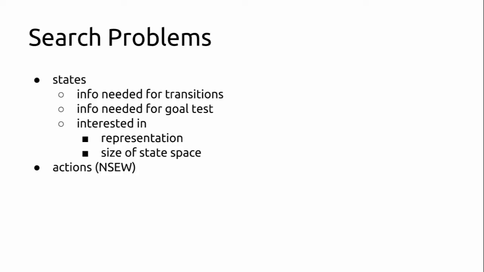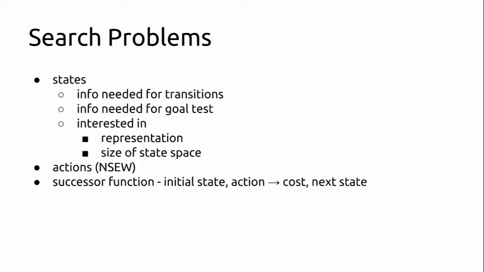In addition to states, search problems also have some actions, which are fairly straightforward. If you think about the Pac-Man example, your actions are moving north, south, east, or west. They have a successor function, which is going to take in some initial state and an action, and it's going to give you a cost and a next state. So this successor function is going to determine your transitions in your state space graph. Okay, and then after that, we also have some start state and some goal test.